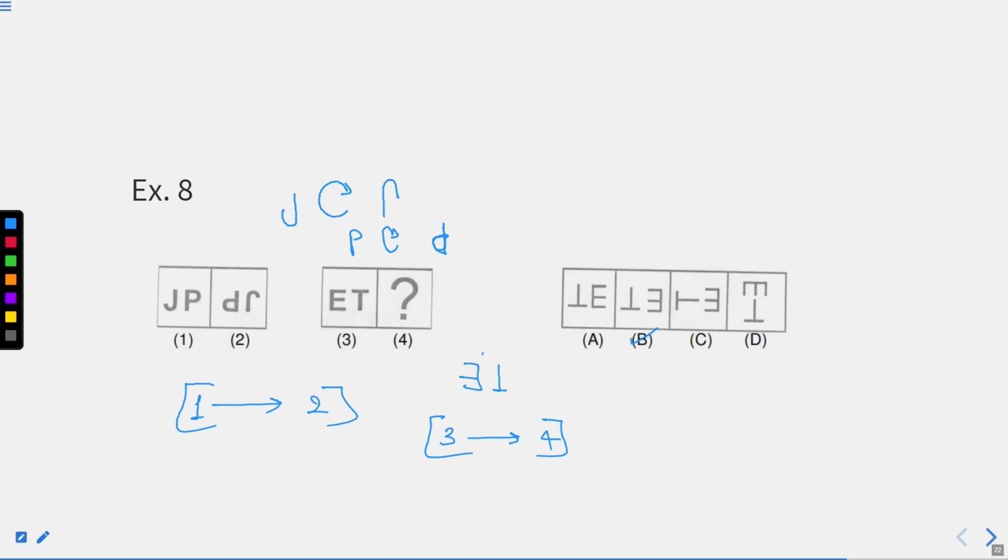Both the things in the reverse order. This is here, right? Similarly, following the same thing, the answer is option number B. I hope this part is clear. I hope this question is clear, right?